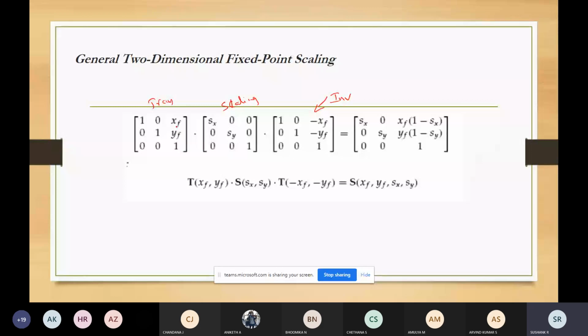See, this is S of sx comma sy. This is T of xf comma yf. This is the inverse, where you replace the T values with the positive values with the minus sign. So this is regarding rotating an object about a fixed point. So this will be the final result.